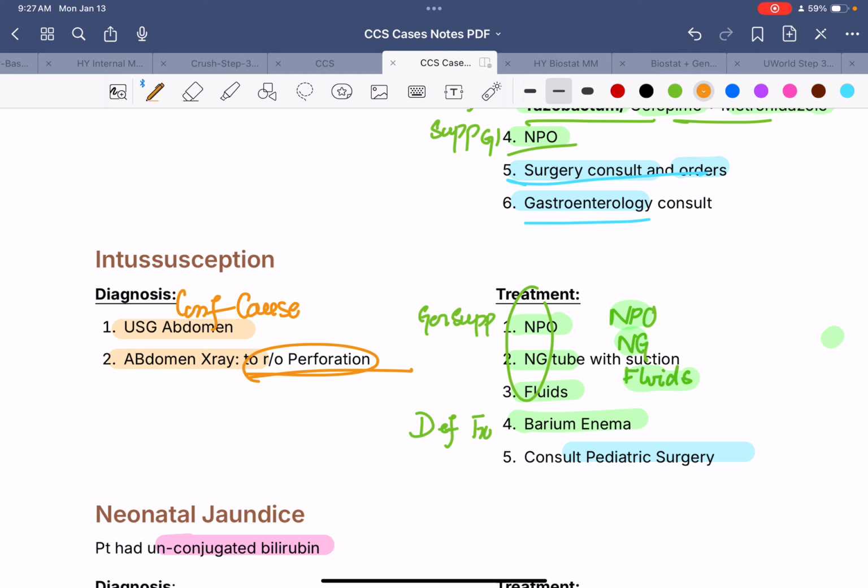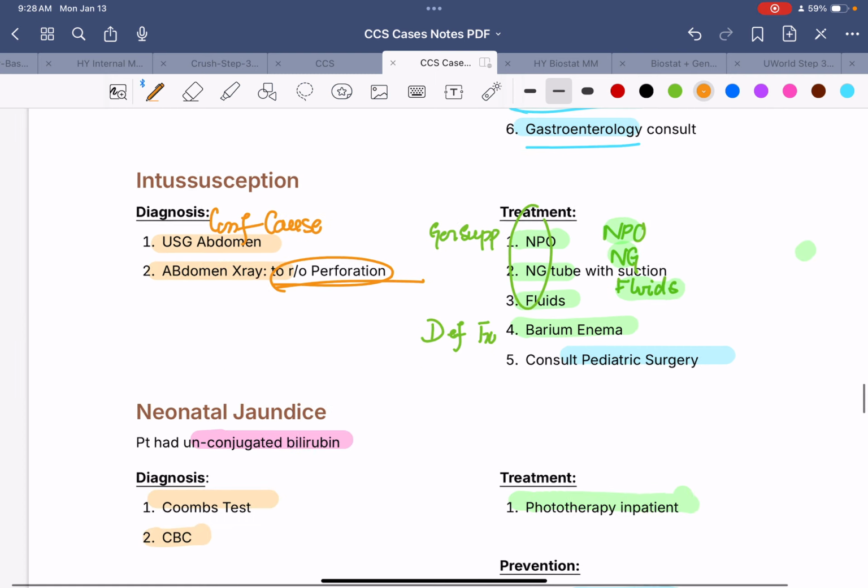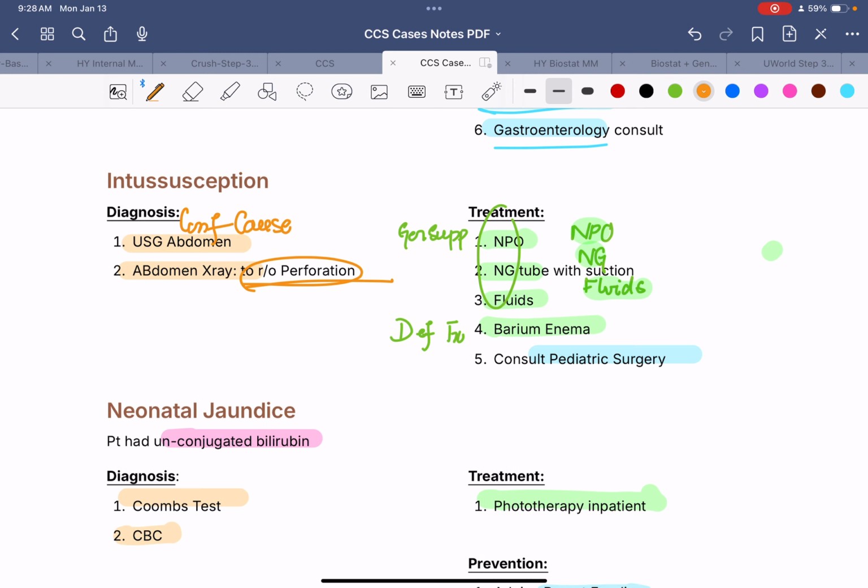So NPO, NG tube with suction along with the fluids. And the definitive treatment, of course, it's possible that the patient might become better with a barium enema, and it's possible that he might need to be operated, right? So give him a barium enema, and at the same time consult pediatric surgery in case the barium enema fails.